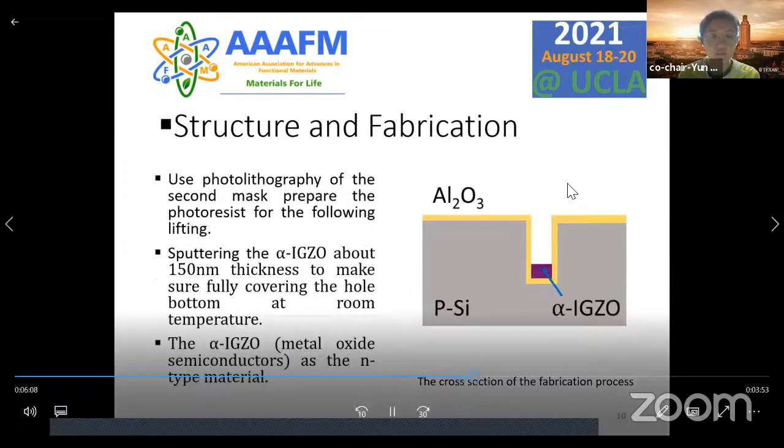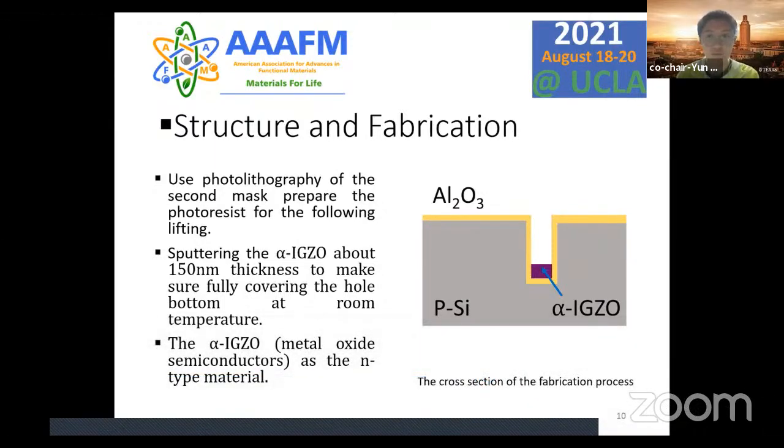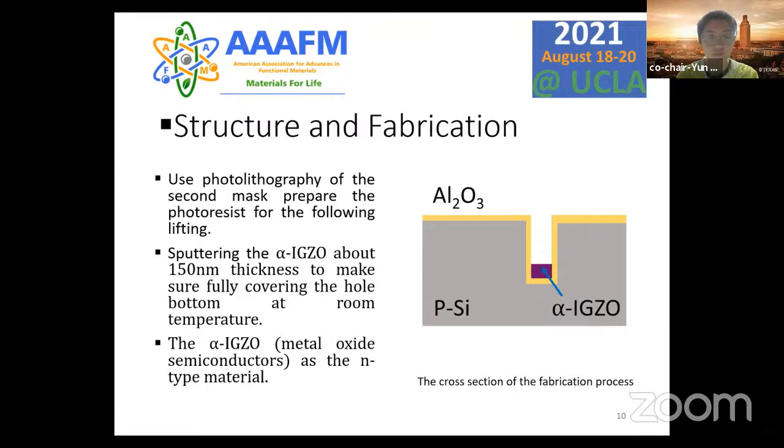Now next we deposit the amorphous IGZO, about 150 nanometers thick. We also want to make sure that it fully covers the bottom of the hole. This reaction happens at room temperature. After that, we use photoresist for the following lift-off, and then we only get the amorphous IGZO inside the hole.